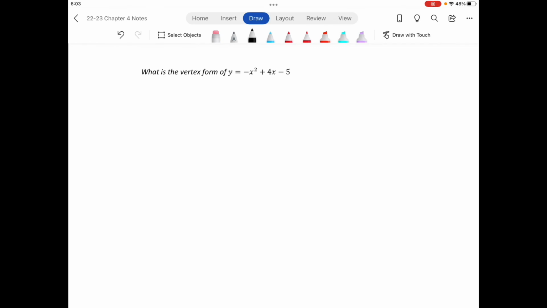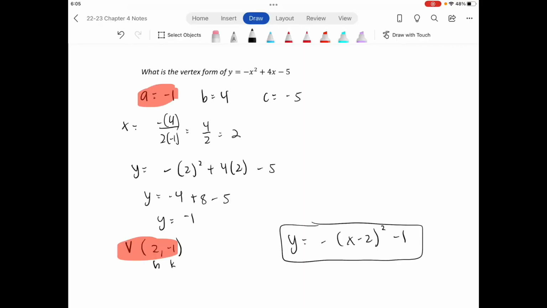The next problem's for you. This one does not have any fractions though. With this example, make sure that you're really careful with all of those negatives. The a value is a -1, since we just have a -1 in front of the x squared. After working through the steps, this is what you should get.